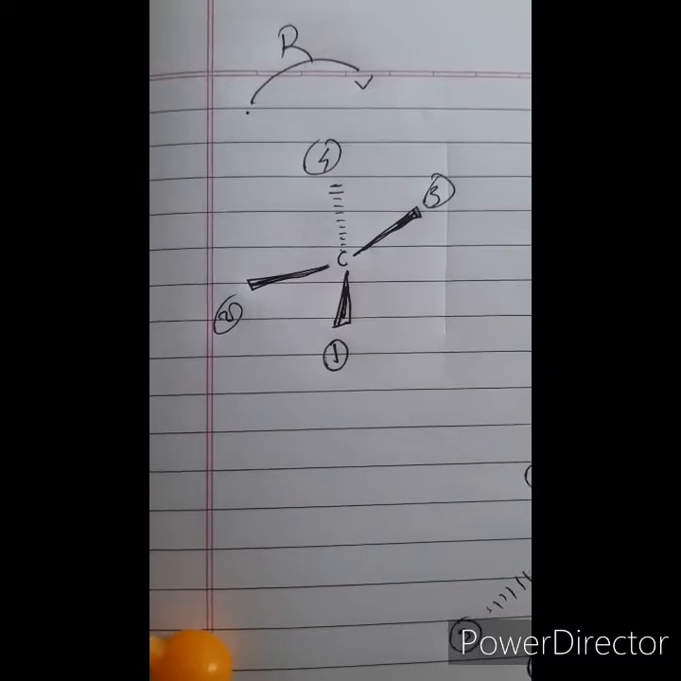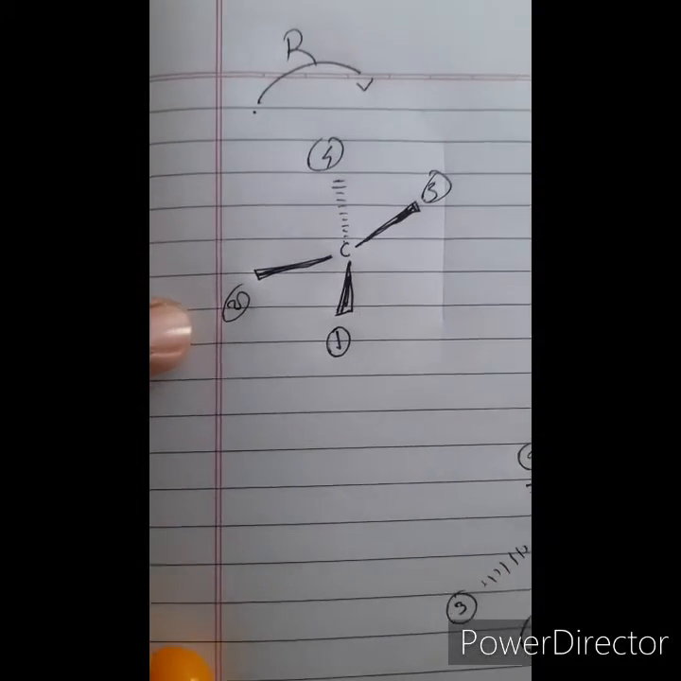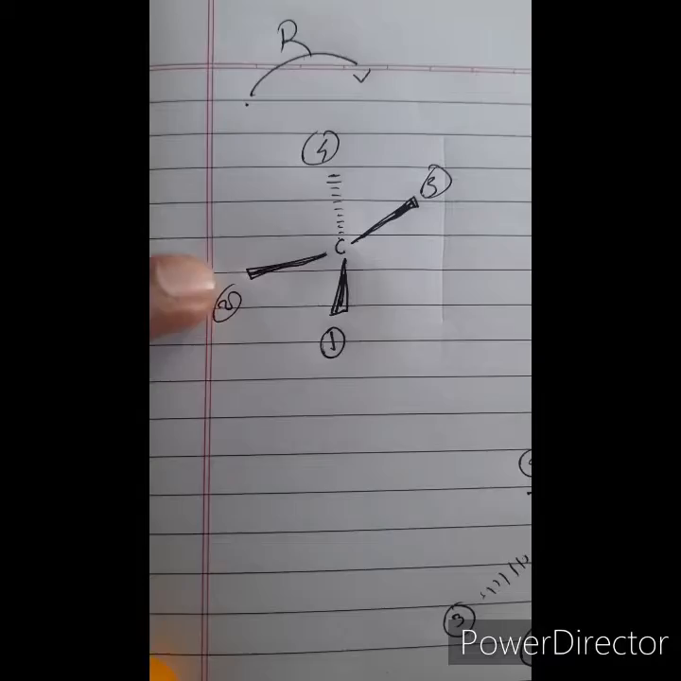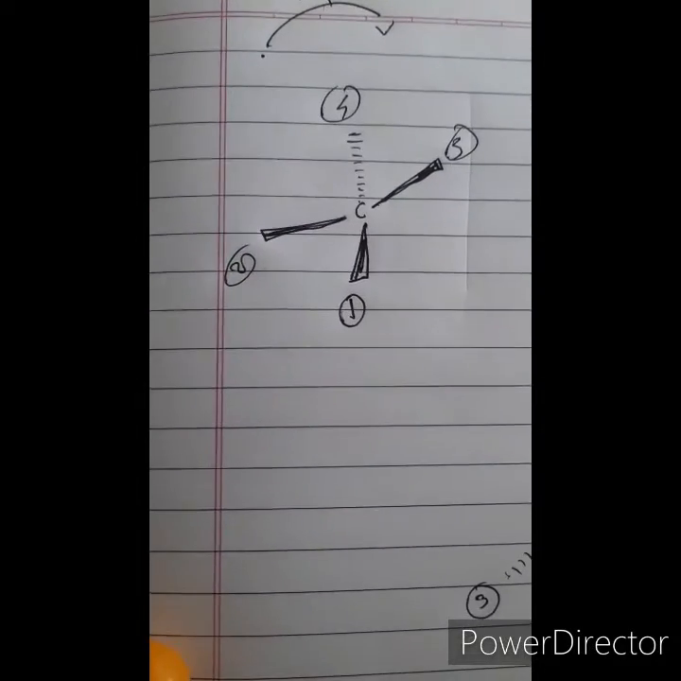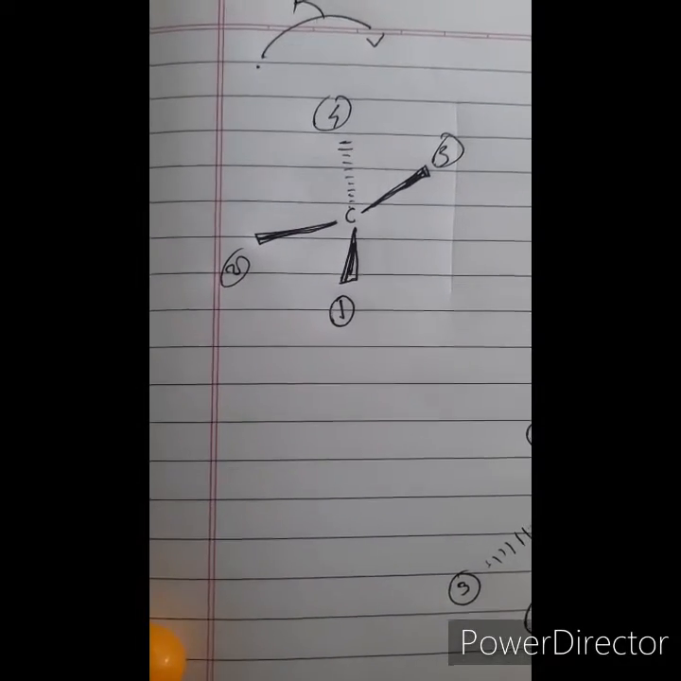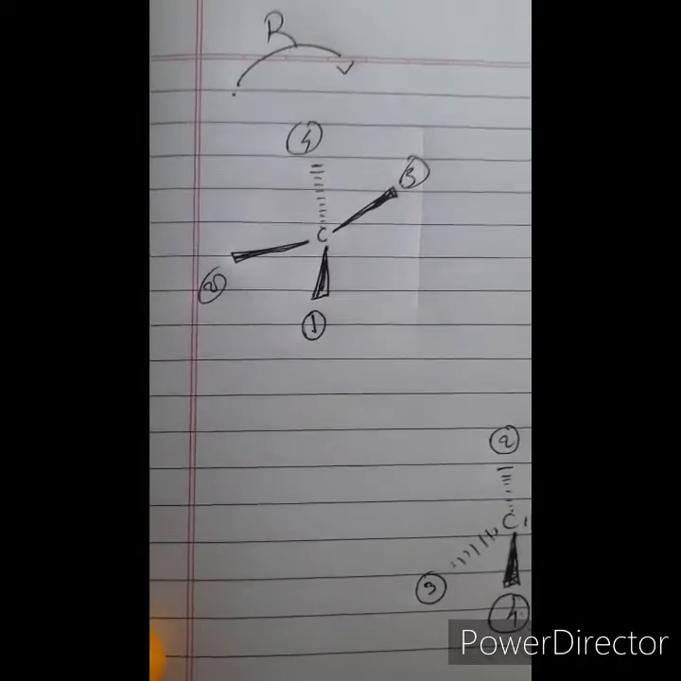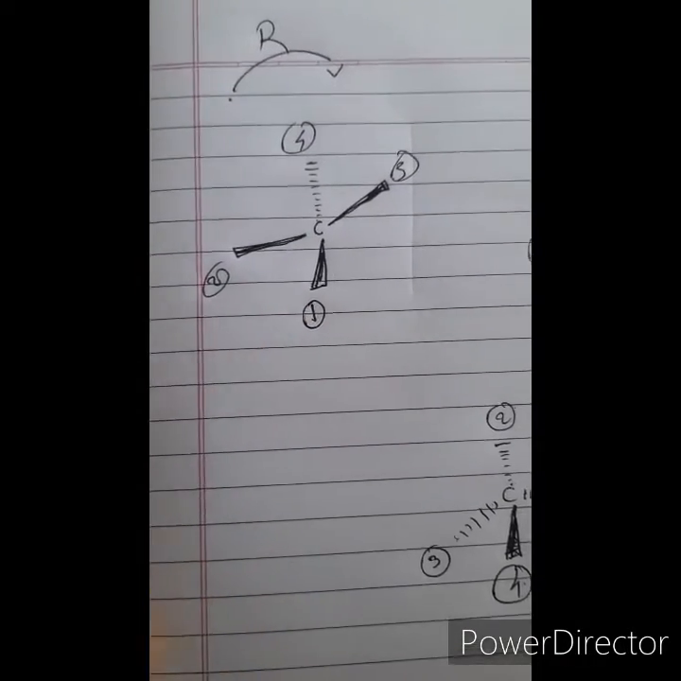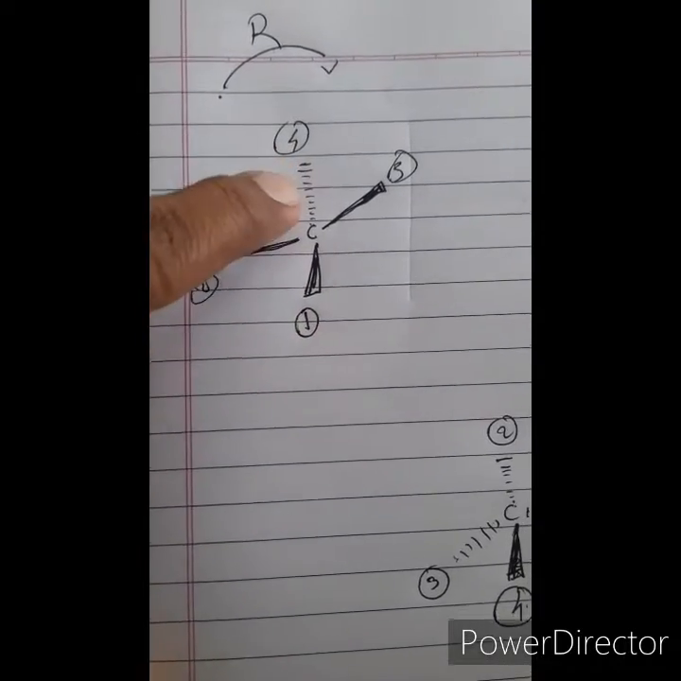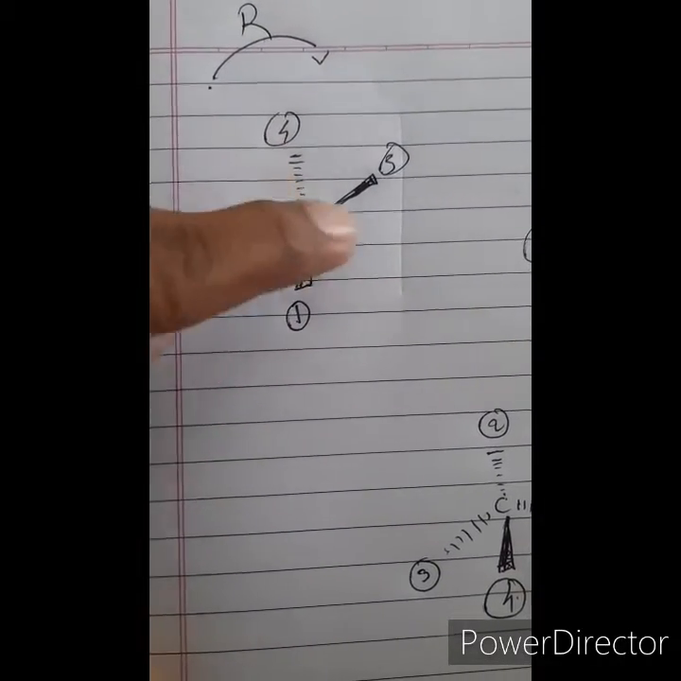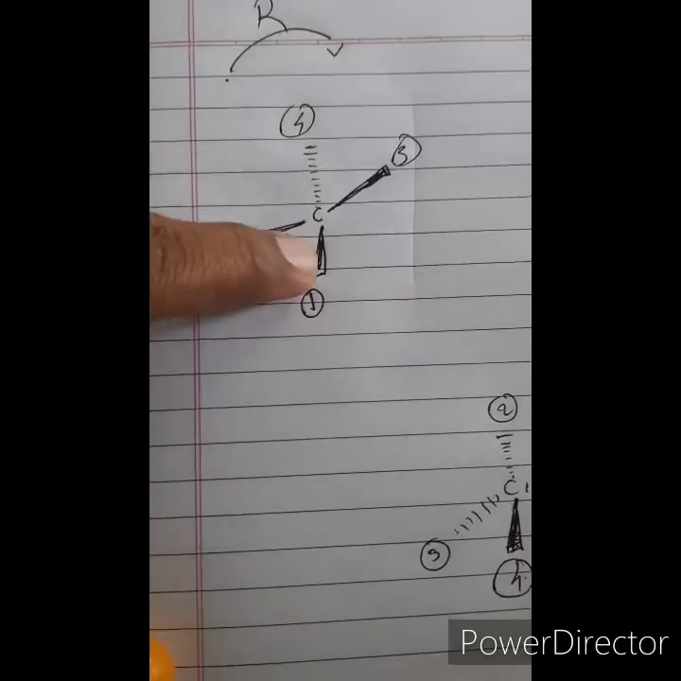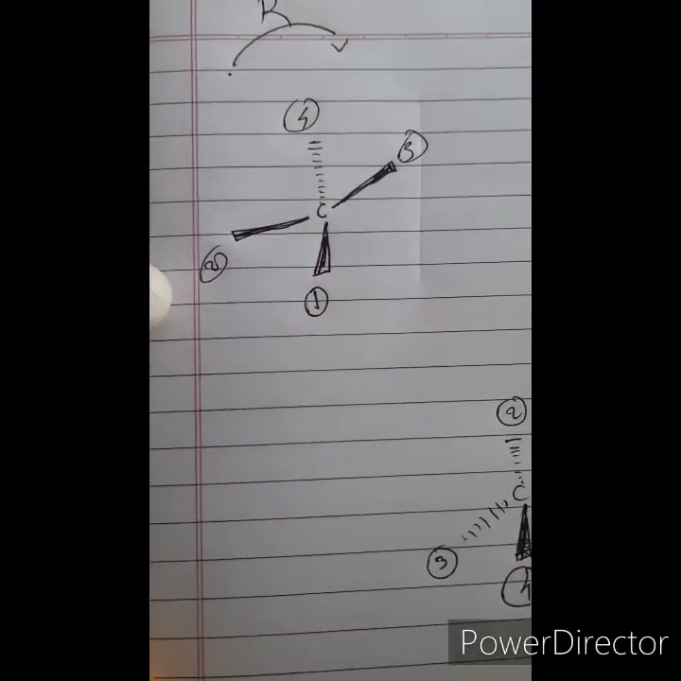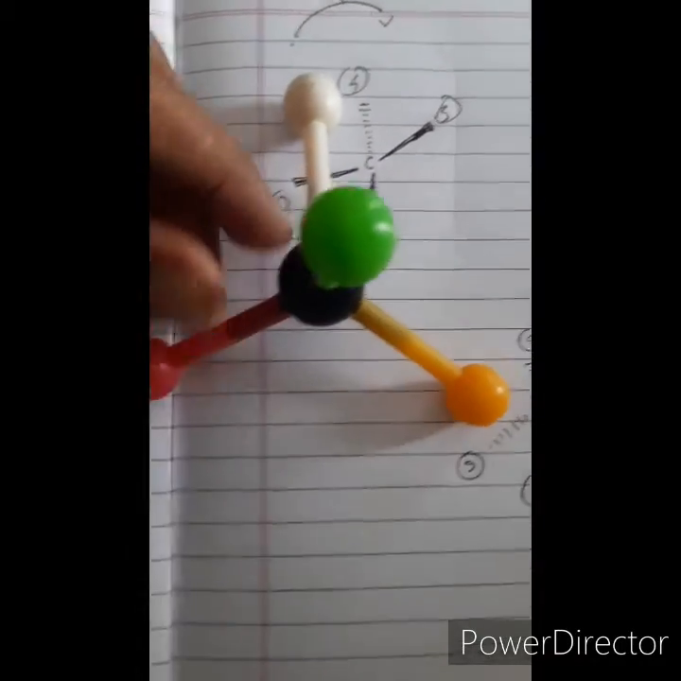Here we are going to see wedge and dash formula, projection formula, and model and orientation of groups, how it changes. If you see this structure, this group is behind the plane, and these three groups are towards you, above the plane.